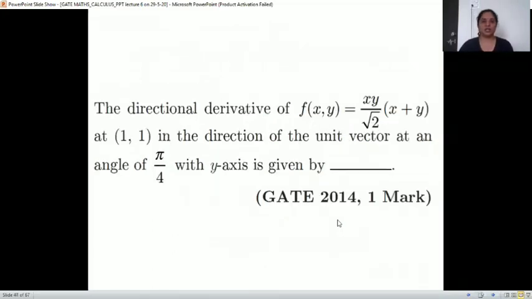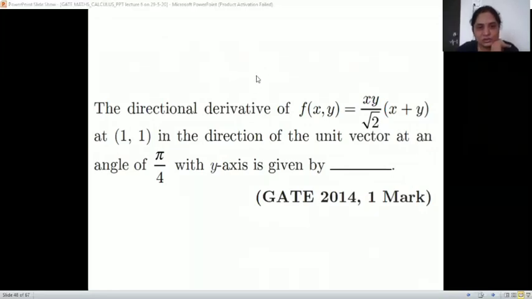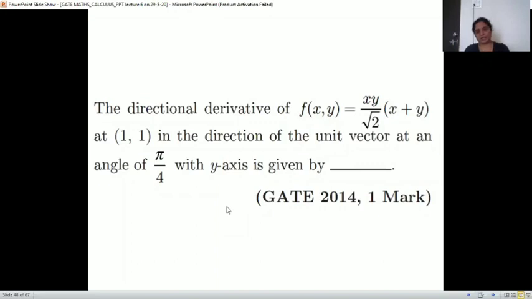Next question, again directional derivative. Can you solve this? The directional derivative of f of xy is given to you at point 1, 1, in the direction of the unit vector at an angle of pi by 4 with y-axis. Okay, that vector is not given to you. f is there, you can find del f at that point 1, 1. But what is the unit vector in the direction of unit vector at an angle of pi by 4 with y-axis?